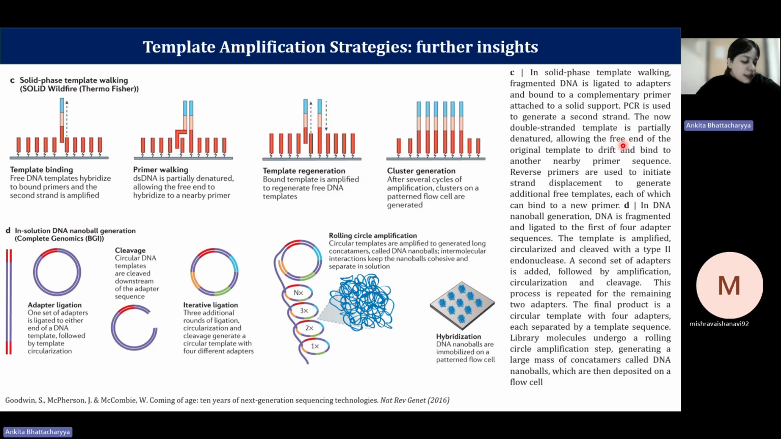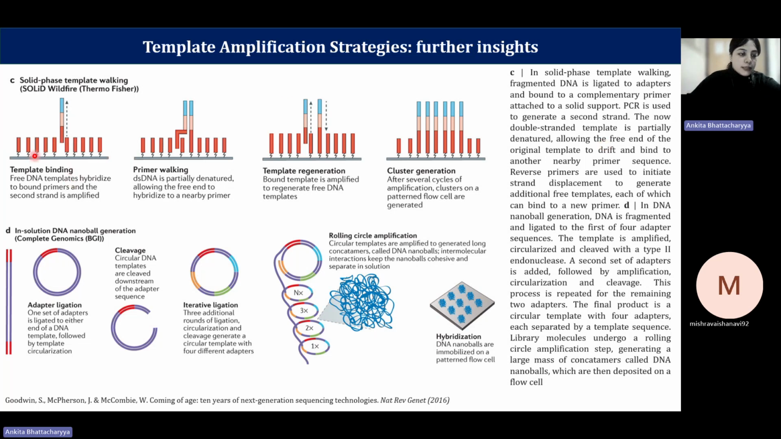Quite similar to what you see in Illumina as well. Major difference being the fact that bridge amplification is not occurring. So you don't have two types of primers being present on the same surface, and so the strategy for template amplification is different. Now, reverse primers are used to initiate strand displacement to generate additional templates, each of which can bind a new primer. So let's look at the image for more clarification.